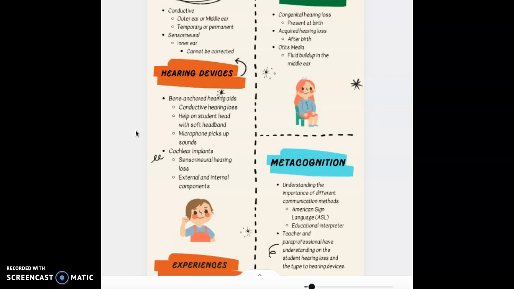And then the other one is cochlear implants, for sensorineural hearing loss, and this is when it affects the external and internal components. When I say external and internal components, it's a surgical procedure where they internally place the device and then externally place the other device, sort of like a magnet that connects and makes the cochlear implant stay in place. And that's also where it helps the student pick up the sounds of speech and so on.